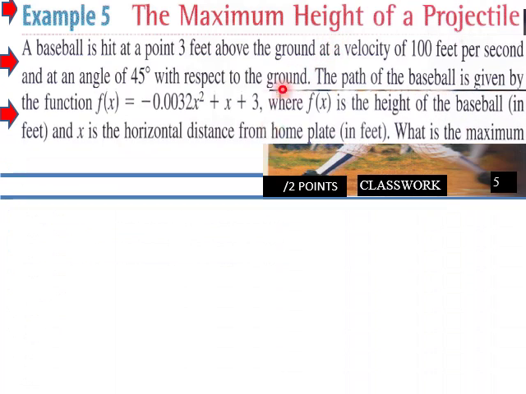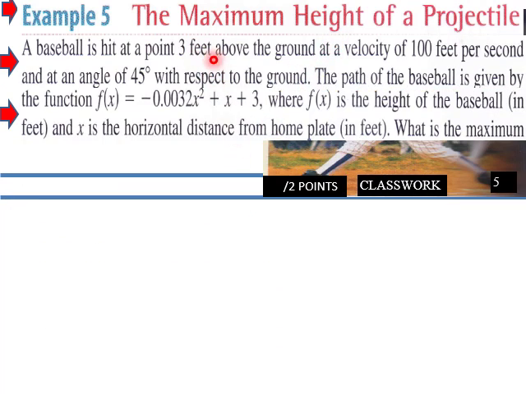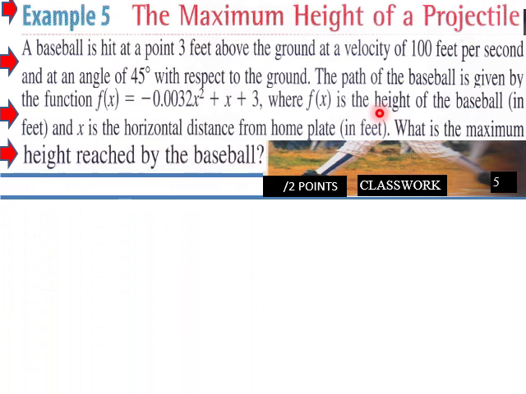The maximum height of a projectile: a baseball is hit at a point 3 feet above the ground at velocity 100 feet per second at an angle of 45 degrees. The path of the baseball is given by this quadratic here, where f of x is the height of the baseball in feet and x is the horizontal distance from home plate in feet. What is the maximum height reached by the baseball?